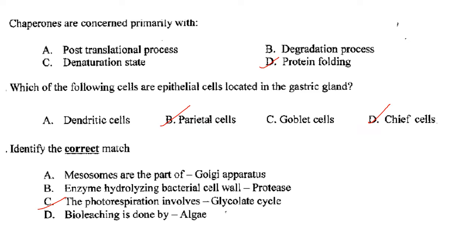Answer is D. Which of the following cells are epithelial cells located in the gastric gland? So they are parietal cells or chief cells. So the answer is both B and D are correct.